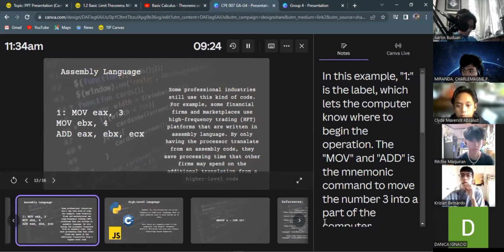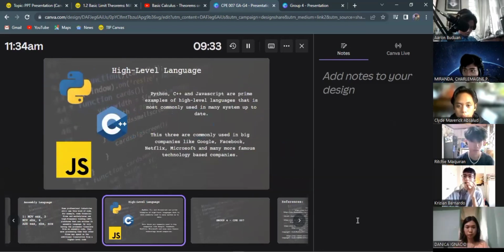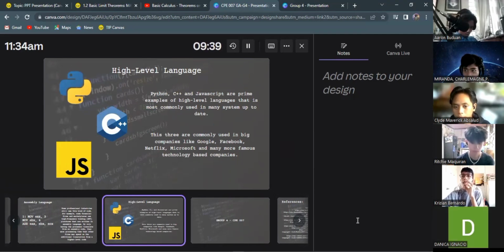And for the third programming language type, we have high-level language. These three are commonly used in big companies like Google, Facebook, Netflix, Microsoft, and many more famous technology companies. These are Python, C++, and JavaScript. They are prime examples of high-level languages that are most commonly used in many systems up to date. However, because a compiler or interpreter must process each one of them before the code is run, they are all regarded as high level.